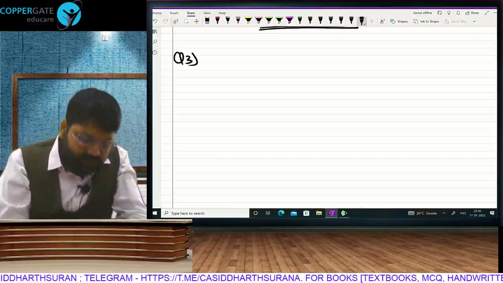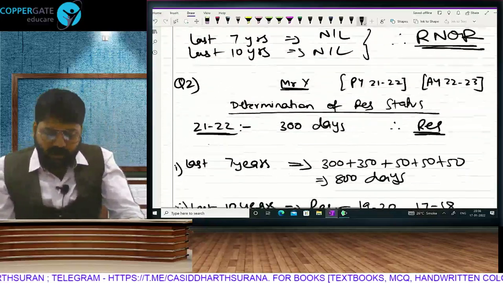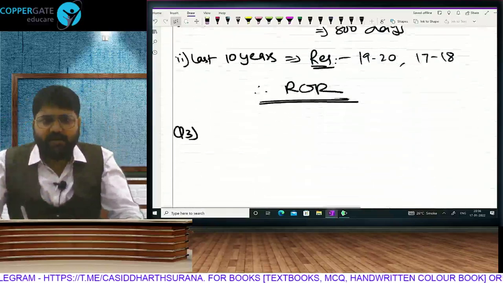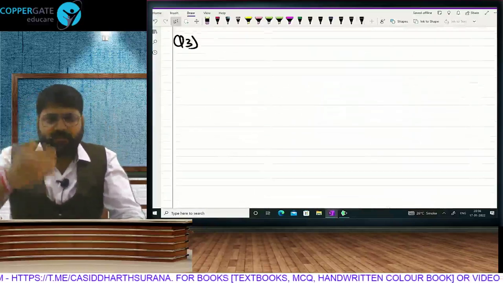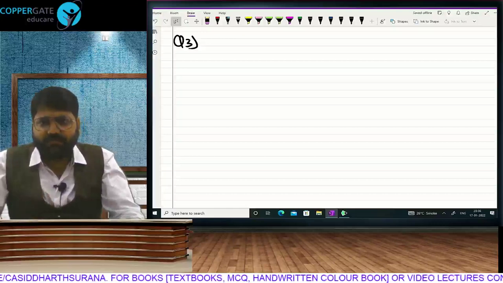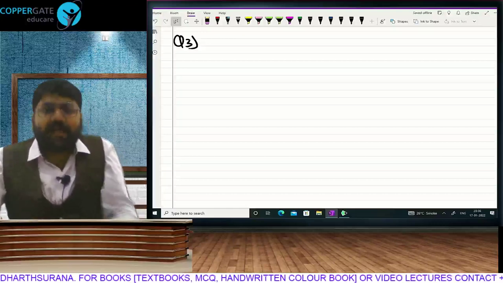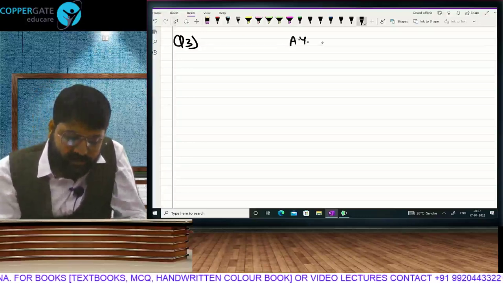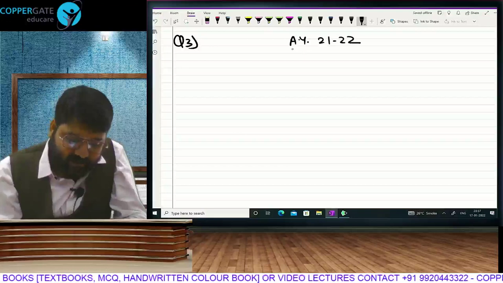I'll go to question number 3. Have you understood the format of writing the name of the assessee, previous year, assessment year, all that? You can copy the format from the previous questions. Here, we will focus on the calculation part. We are required to do residential status determination. Let's do AY 21-22 first.